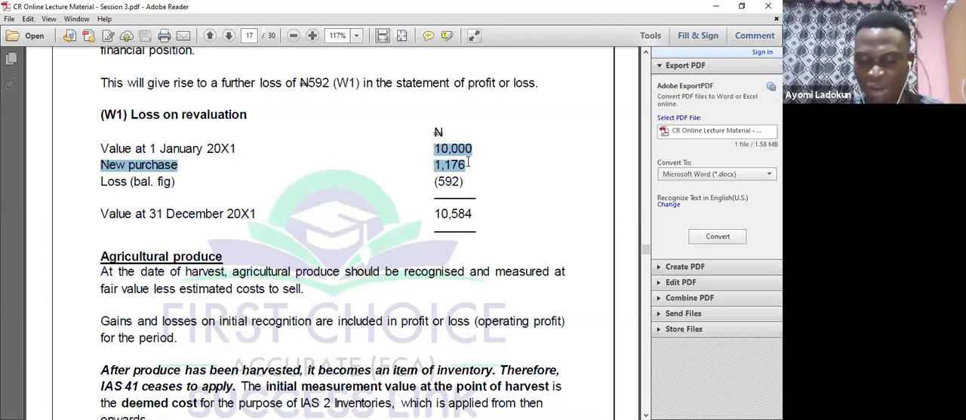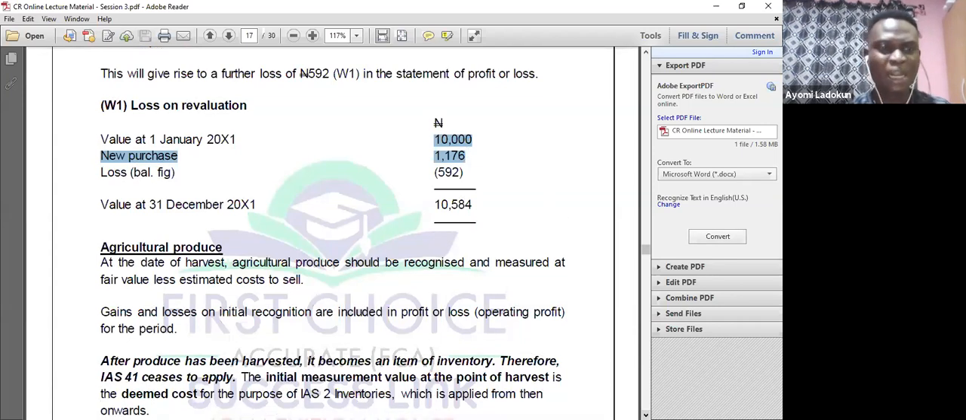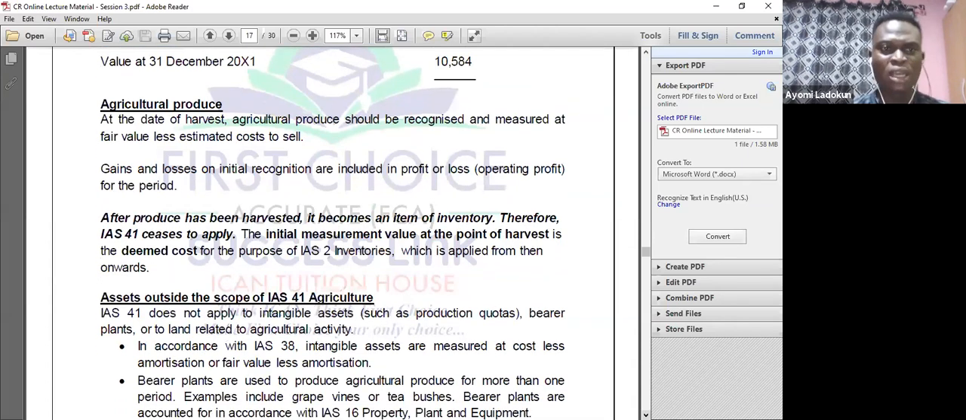Now we have dealt with biological assets. Like I said, it's very simple. Now, agricultural produce. We have said agricultural produce is the harvested product right from the biological asset. Now, listen, let's look at this. At the date of the harvest, agricultural produce should be recognized and measured at fair value less cost to sell. Now, you have to be with me here.